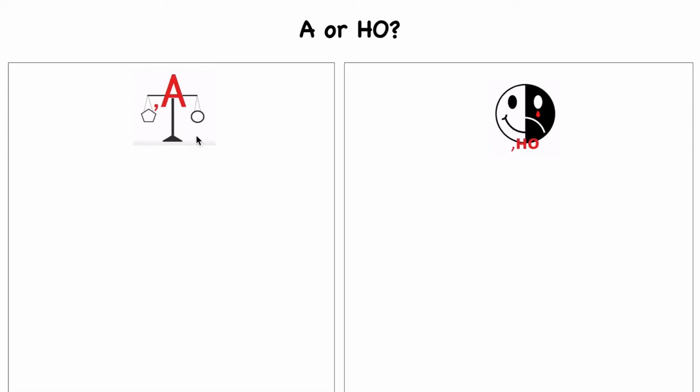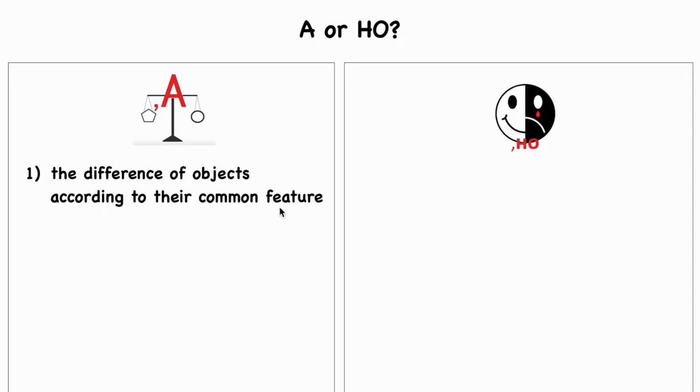The general idea of the conjunction "а" is to show the difference of objects according to their common feature. For example, in Washington it's morning, but in Moscow it's already evening. I'm comparing two different objects, Washington and Moscow, based on the same scale. The common feature: the time of the day.